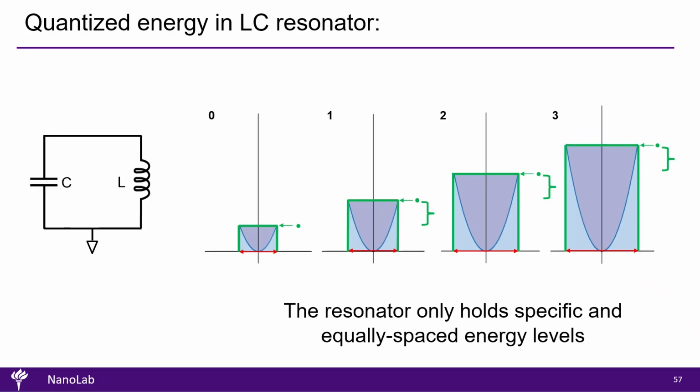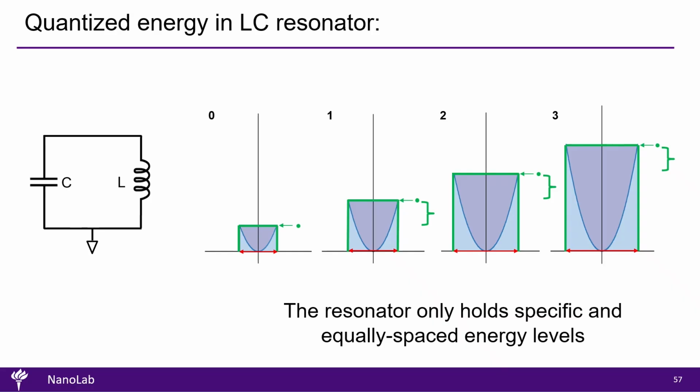In contrast, quantized energy means the resonator can only occupy specific, equally spaced energy levels. It can jump between these levels but cannot exist in between. For example, if the resonator is at level 1, and we supply only half the energy needed to reach level 2, it remains at level 1. From a classical mechanics perspective, this may seem unusual, but it is fundamental in quantum mechanics.